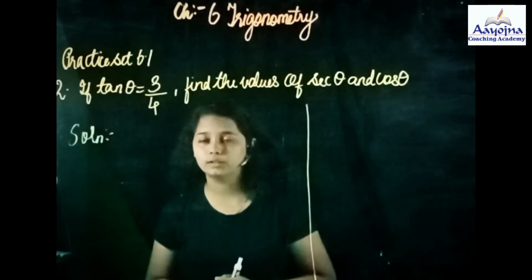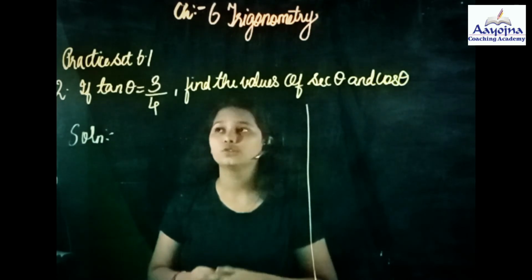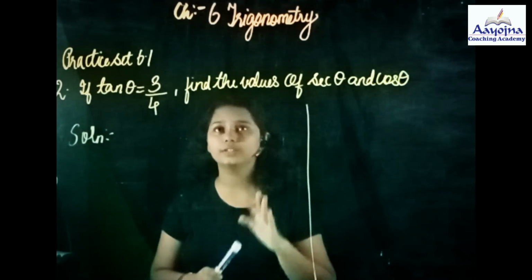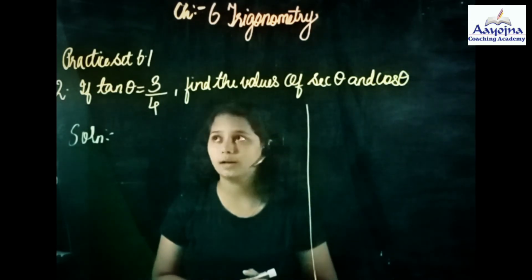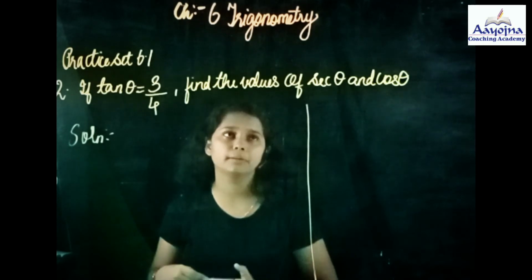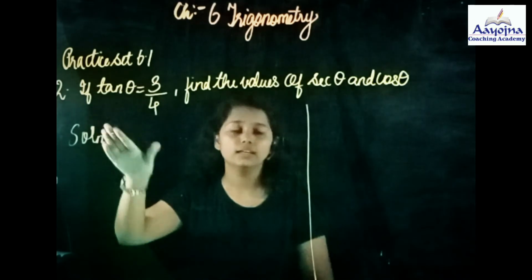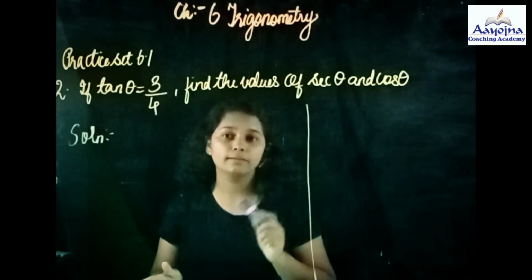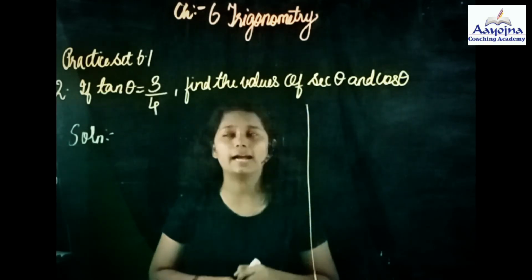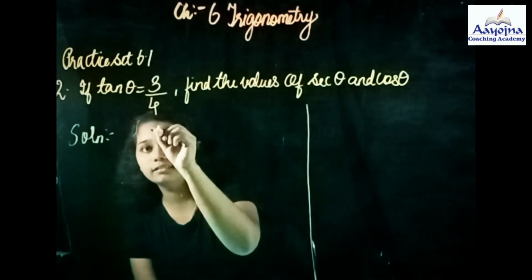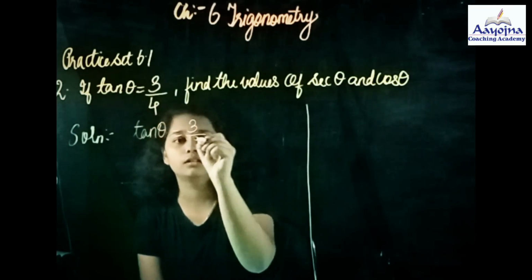Now we will do the second one. The second one we will do with the identities method. So the question is, if tan theta is equal to 3 upon 4, find the values of sec theta and cos theta. So here in this sum, if we are solving it by the identities method, we need to first confirm which identity is related to sec and tan and then cos. So for sec it is 1 plus tan square theta is equal to sec square theta. To find sec theta we are going to use that identity. So tan theta is given as 3 upon 4.